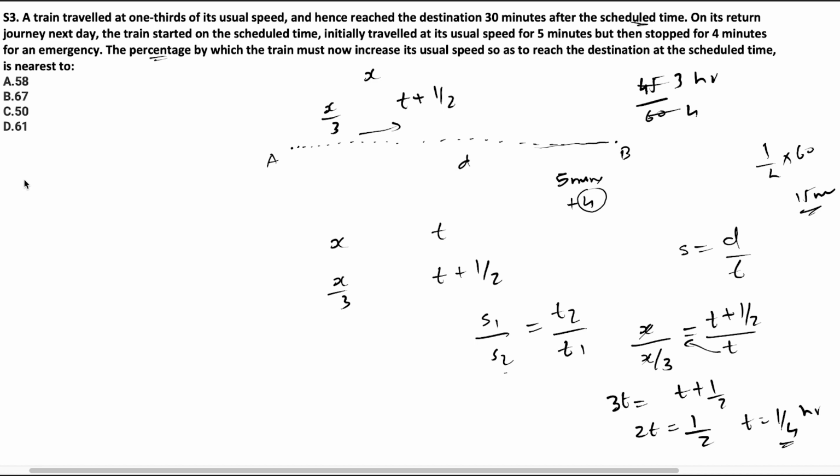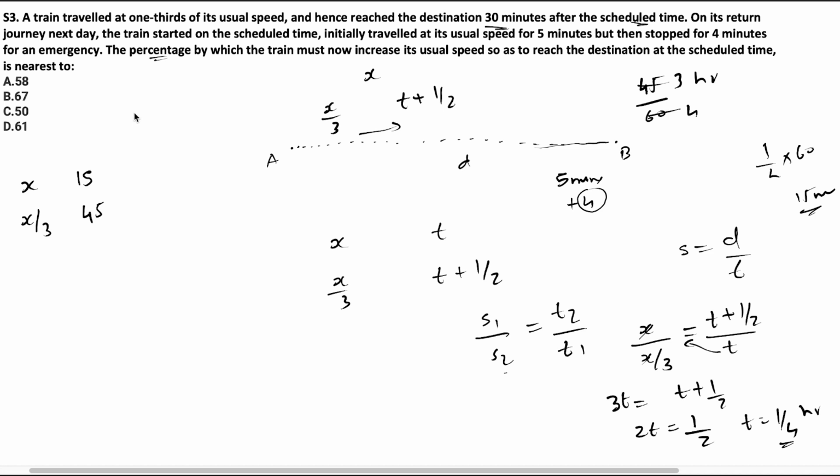We assume the usual speed as x, and we assume the usual time taken for the journey as t, and we found out that t was 15 minutes. And in the given scenario, when traveling from A to B, the train speed was reduced to x by 3. Therefore, the time taken was increased by 15 plus 30 minutes. So 15 plus 30 is 45 minutes. I hope you understood this much.